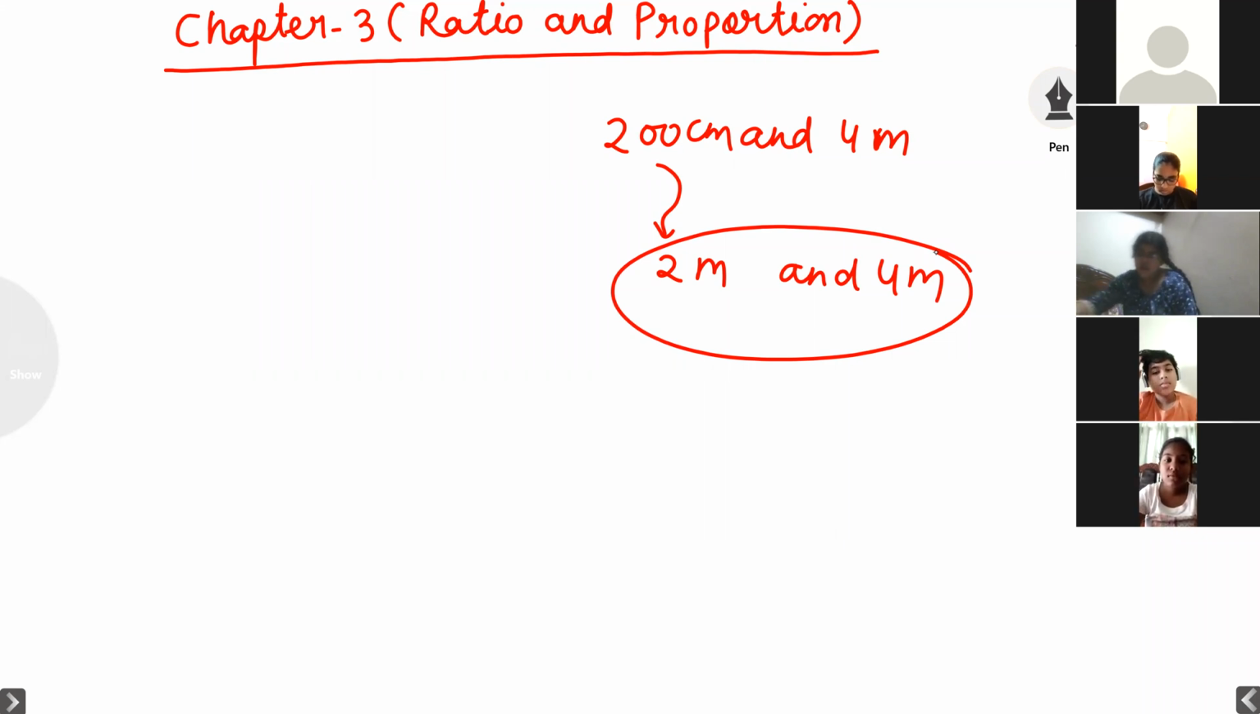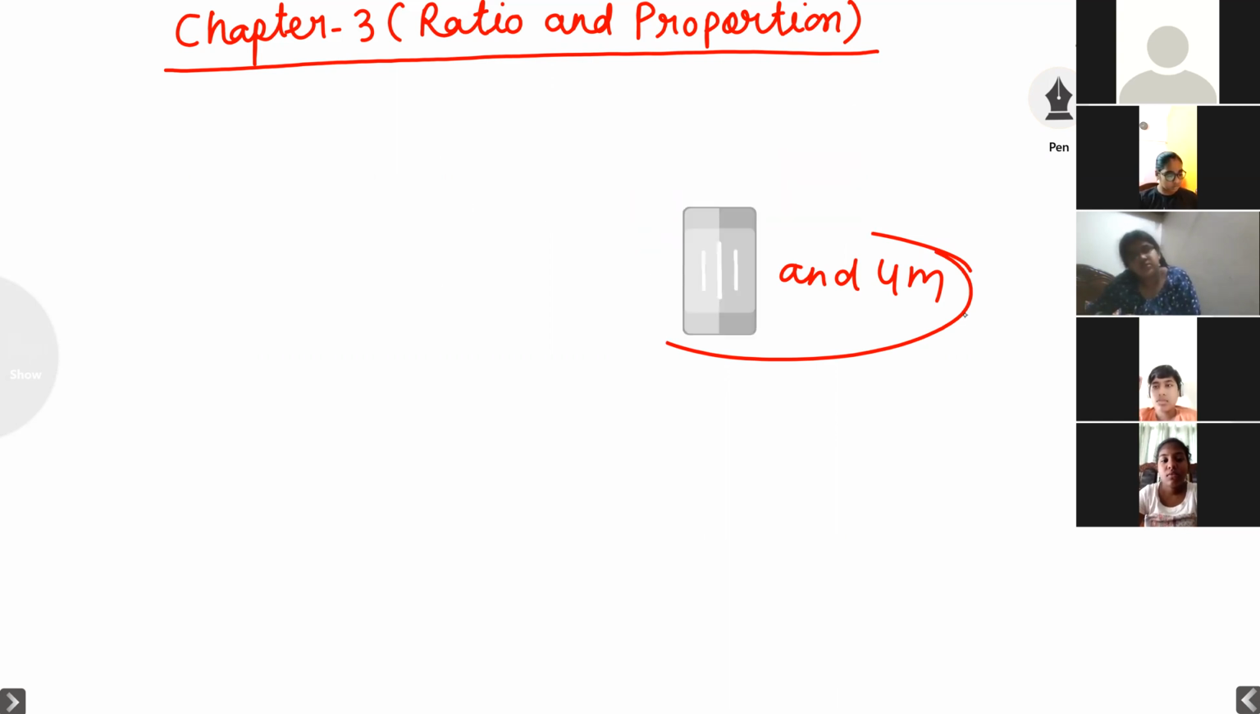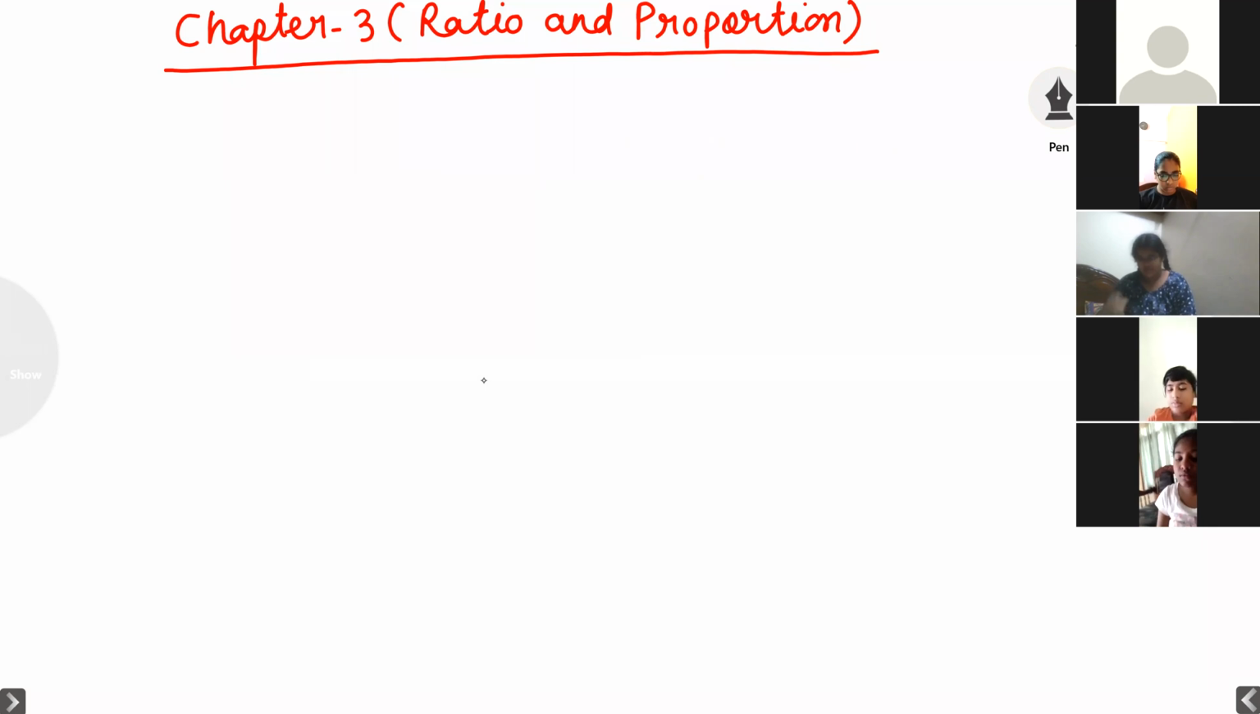Understood, everyone? What is ratio? Keep heading: the comparison of two quantities. Okay, students, time up.